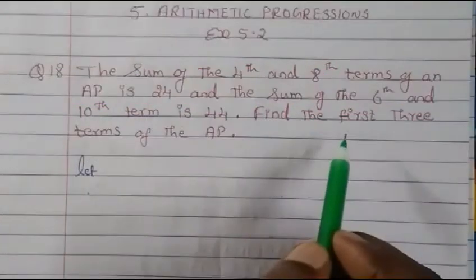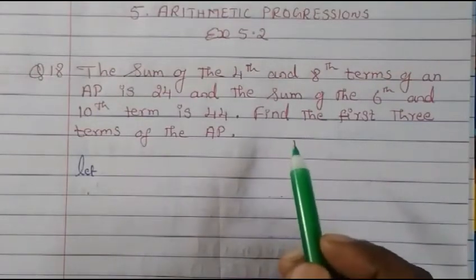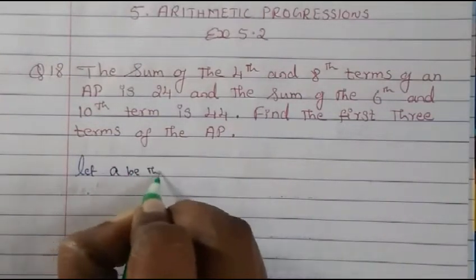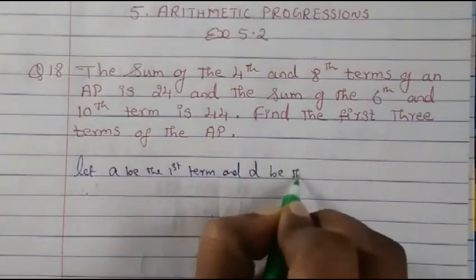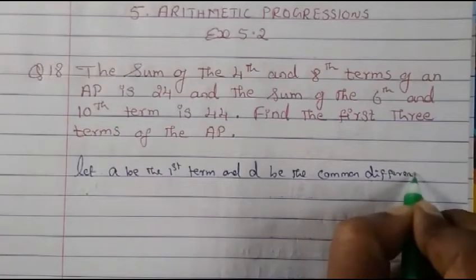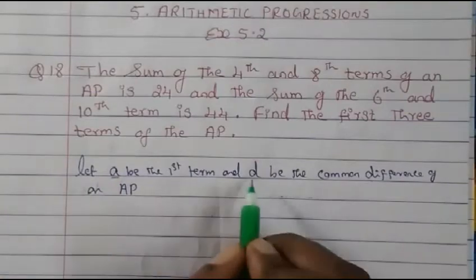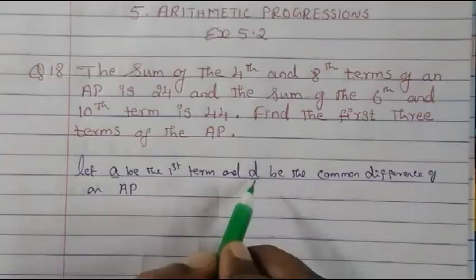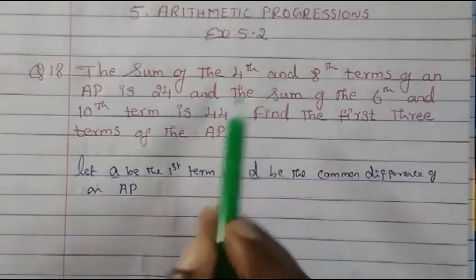This type of sums we have done already, questions 6, 7, 8 and all more or less of this type only. You can go through that, then you will understand this. So let A be the first term and D be the common difference of an AP, because the first term is not given to us, neither do we know the common difference. So we have to find out the A value and the D value. We have already seen how to find A and D, so the same way we have to do this sum also.